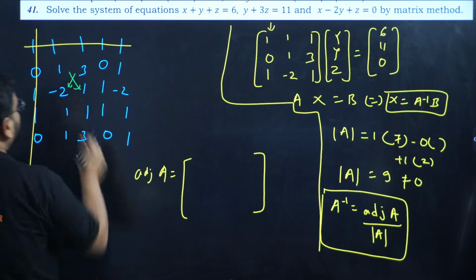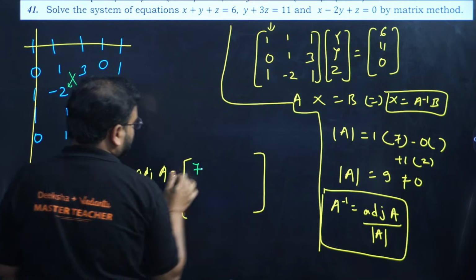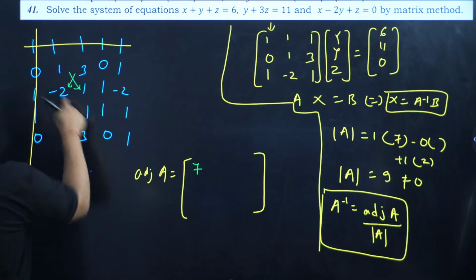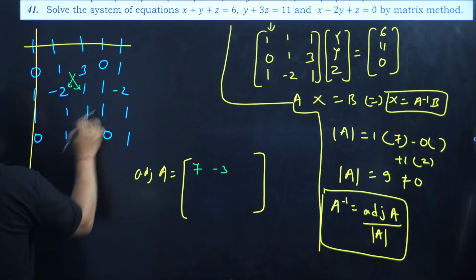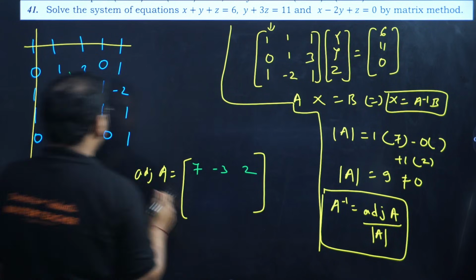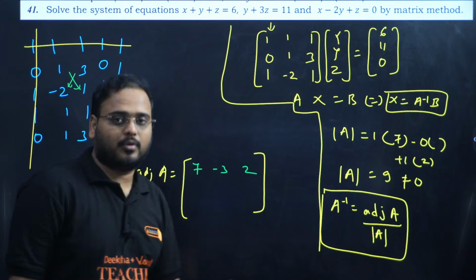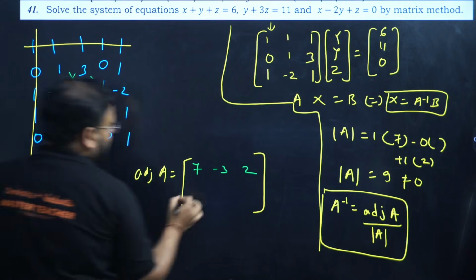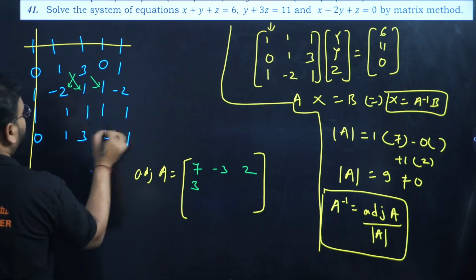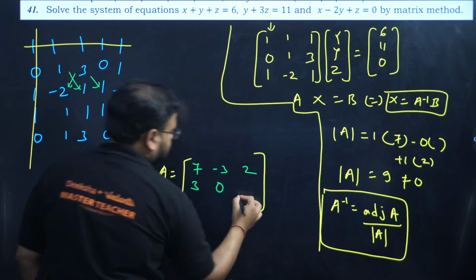So you'll get 1 into 1 and minus 6 will become plus 6, so 7. And write in the rows. Minus 2 minus 1 becomes minus 3. 3 minus 1 becomes 2. So you took the vertical way and got the result in the rows, the horizontal ones. Same way, 3 into 1 minus 0, 1 into 1 minus 1 into 1, 1 into 0 minus 3.